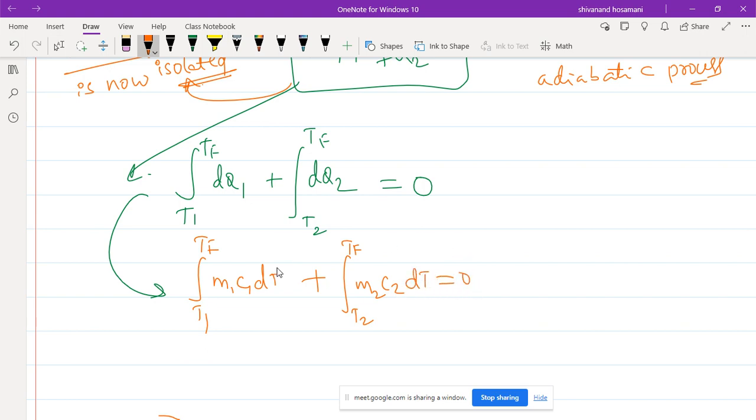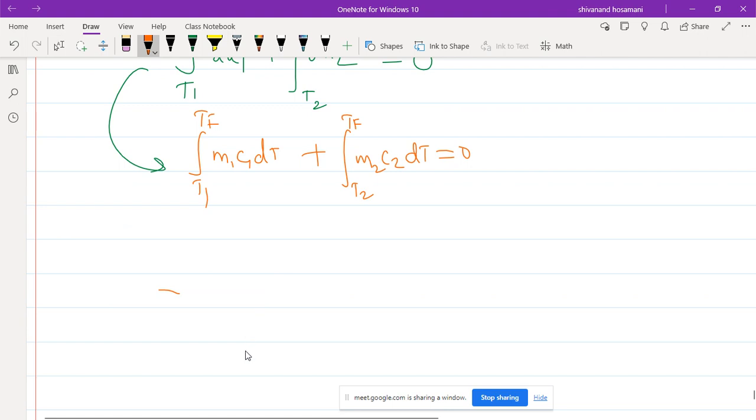Until and unless specifically mentioned, the specific heats C1 and C2 are different for different systems. Specific heat, that is C1 and C2, are specific heats. To integrate, the two specific heats can be taken as constant. So let us consider these specific heats are constant.